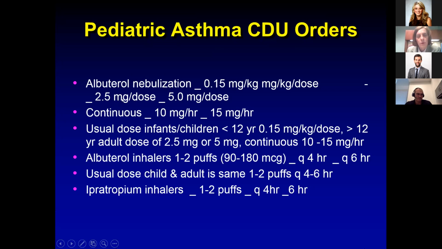The usual albuterol dosage, 2.5 to 5. And I'd say most of the time we just go with 2.5 or 5. And if they're infants, we just hit the 2.5. Continuous you can do. Again, I put in the usual doses. You can give the albuterol inhalers. You can even give Atrovent inhalers. And those are the same, 1 to 2 puffs every 4 to 6 hours.